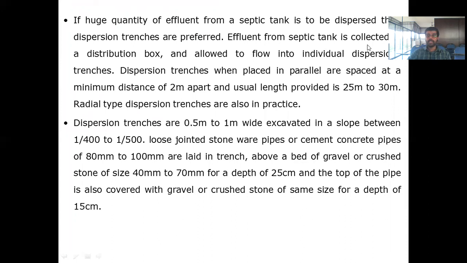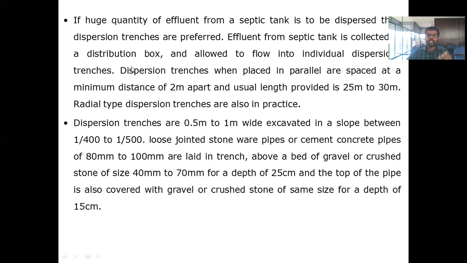The effluent from the septic tank is collected in a distribution box and allowed to flow into individual dispersion trenches. So the effluent from the septic tank is first collected in the distribution box, and then it is allowed to flow into individual dispersion trenches.